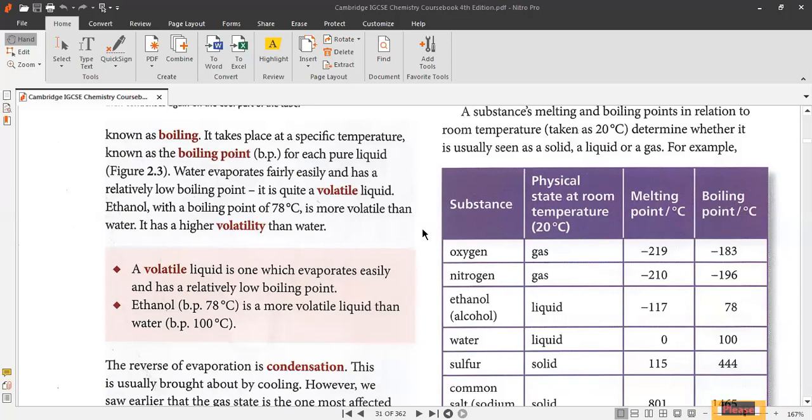Water evaporates fairly easily, ठीक है, has a relatively low boiling point. It is quite a volatile liquid. A thing that has a low boiling point and evaporates easily is known as volatile. And that's for liquids. Volatile liquids mean that they evaporate easily and have a relatively low boiling point. Ethanol with a boiling point of 78 degrees centigrade is more volatile than water.